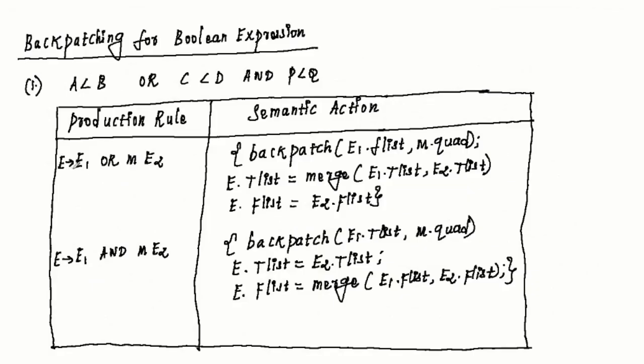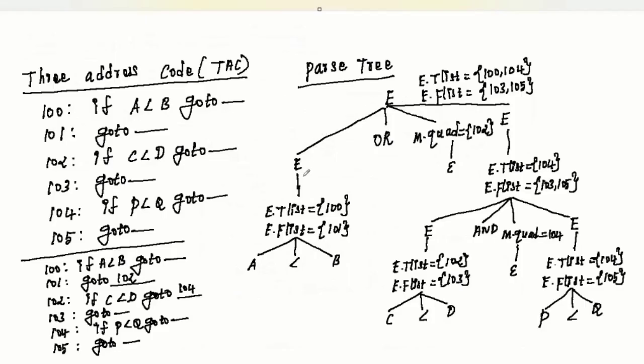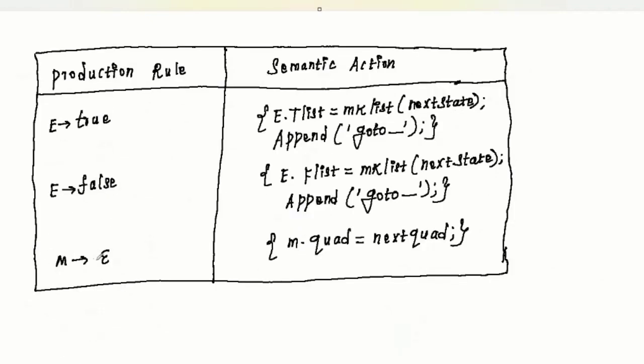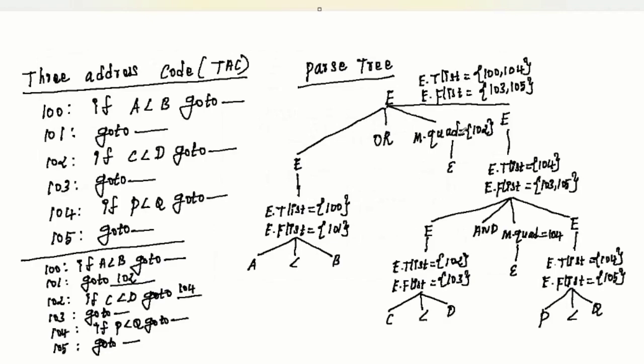Next, E produces E1 or M E2. Here, for the variations, E1 and E2 are given. M produces epsilon and the semantic action M.quad equal to nextquad. So M.quad for epsilon. Using the three address code or intermediate code, write the true list and false list.